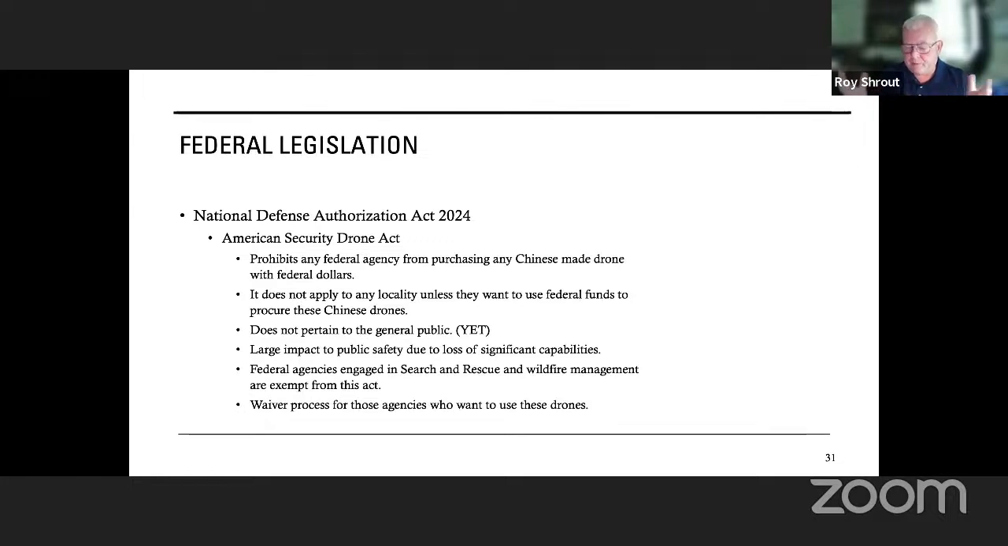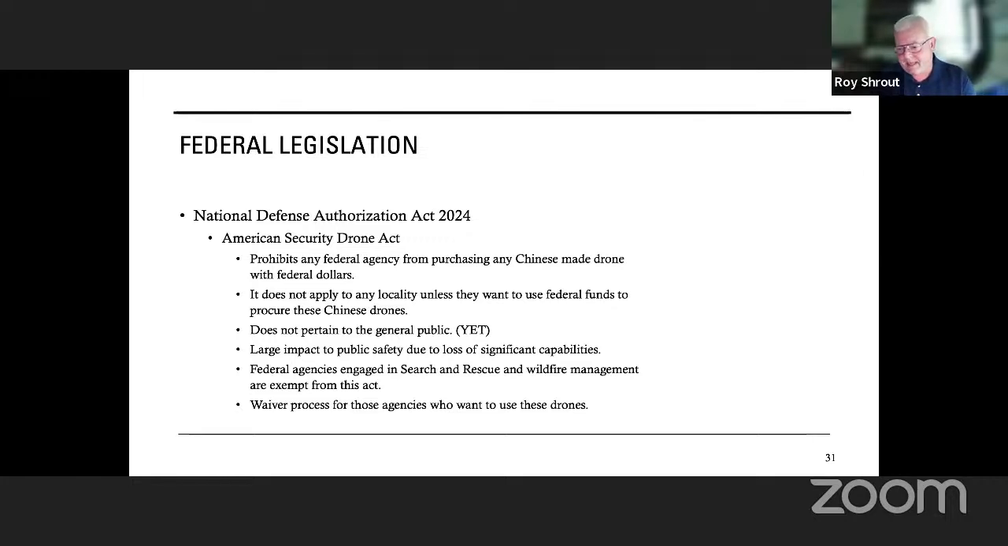However, with us in Fairfax, when I was there, we applied for a couple of federal grant dollars to help buy some of our drones. We can't do that anymore. And when we go to a recycle rate, when we have to refresh these things, we're not going to be able to do that anymore. We have to come up with some other funding. It does not pertain to the general public.